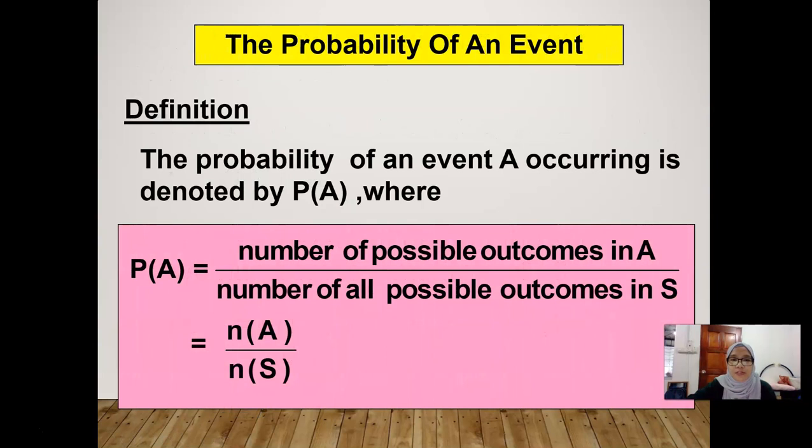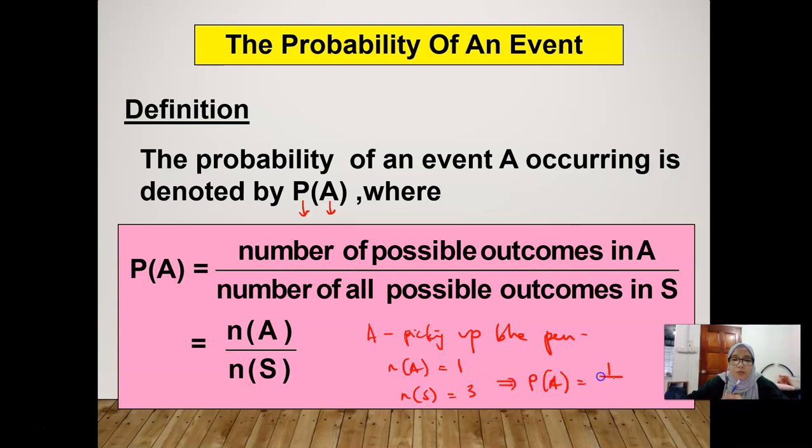Probability of an event, definition. The probability of an event A occurring is denoted by P(A). P is probability, A is your event. So P(A) equals the number of possible outcomes in A over the number of all possible outcomes in S. So number of A over number of S. Back to the previous example, blue, black and gray pen. Let's say I want A to be picking up the blue pen. So my number of A is equal to 1 and the number of sample space is equal to 3. So the probability of A is equal to 1 over 3.